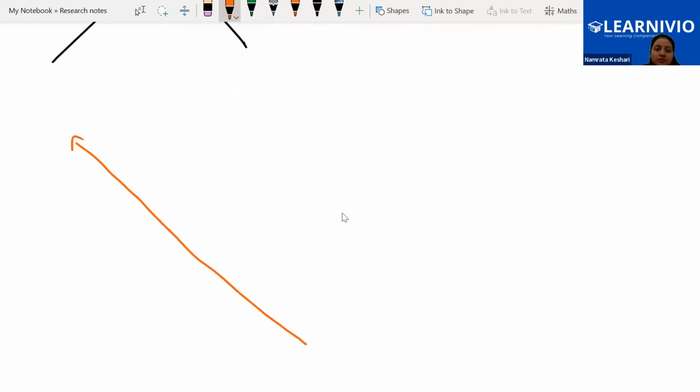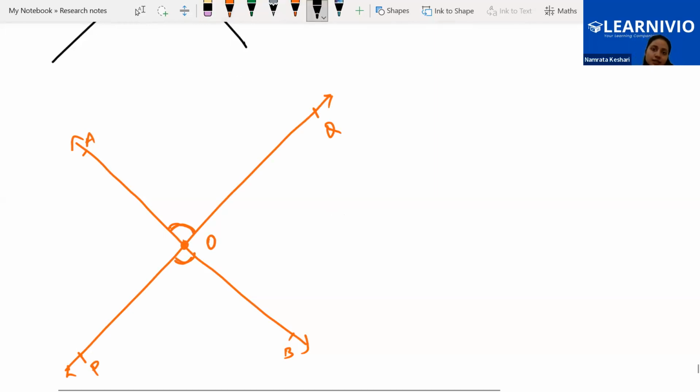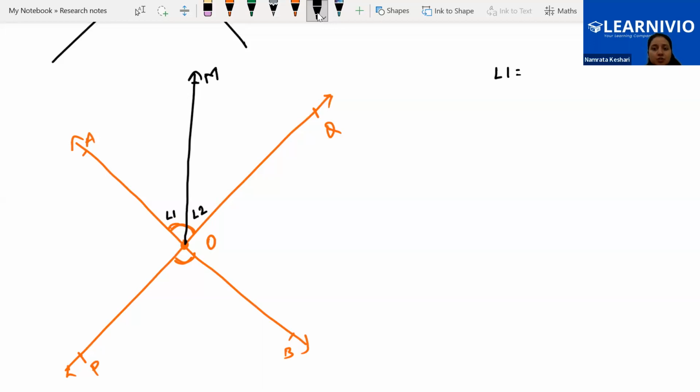We have a pair of two lines, named AB and PQ. Here we have intersection O. Now let's say this angle and this angle. Angle AOQ is getting bisected by a straight line OM. So let's say this is angle 1 and this is angle 2. We know that angle 1 equals angle 2. Why? Because OM is the bisector.